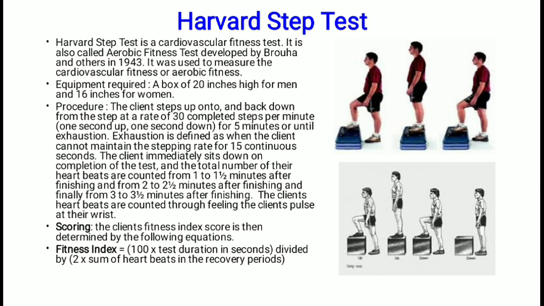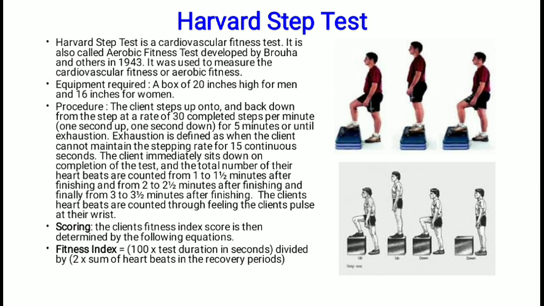Let us see the procedure. The client steps up onto and back down from the step at the rate of 30 completed steps per minute. In one step, both legs go up, and then both legs go down. One more piece of equipment required is a metronome, which sounds like beep, beep, beep, one two, one two. That means up and down it beeps like that.